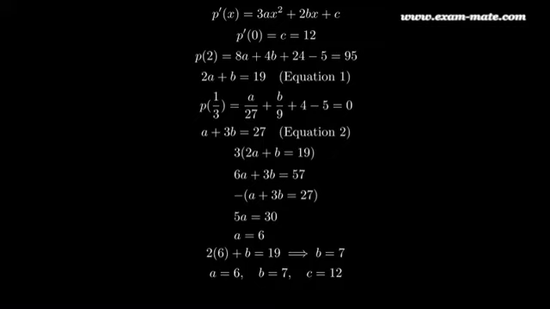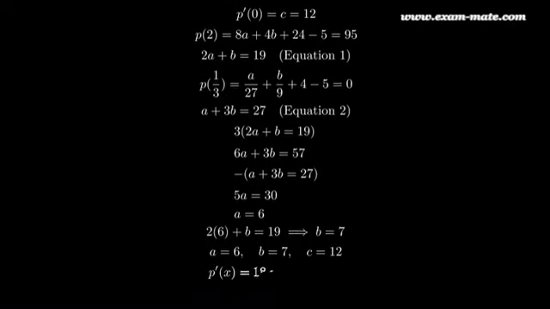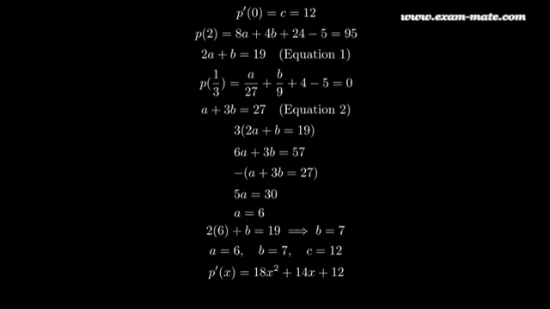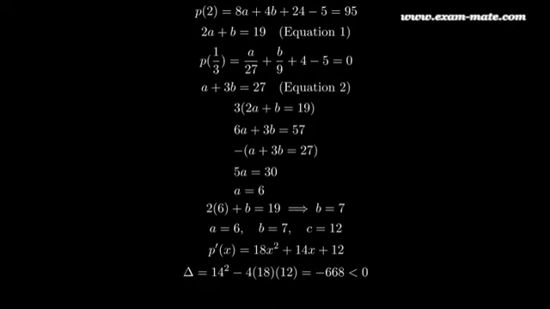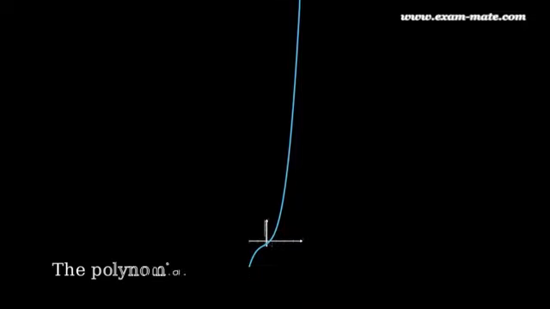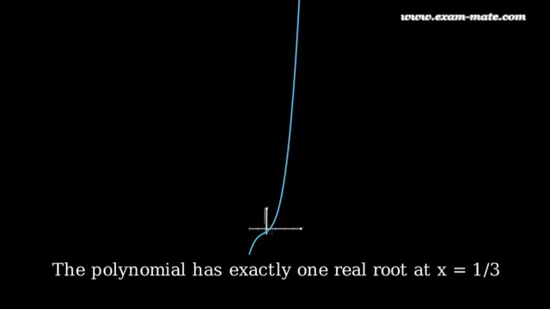Now for part b. To show p of x equals 0 has only one real root, let's look at the derivative of p of x, which is 18x² + 14x + 12. The discriminant of this quadratic is negative, meaning p prime of x has no real roots. Therefore, p of x is strictly increasing. And since we know 3x − 1 is a factor, p of x can only cross the x-axis once, meaning it has exactly one real root. In conclusion, we found the values of b and c and proved that the equation has exactly one real root at x equals 1/3.